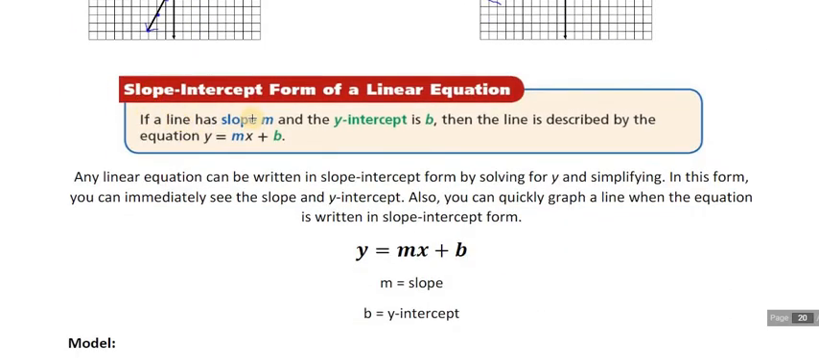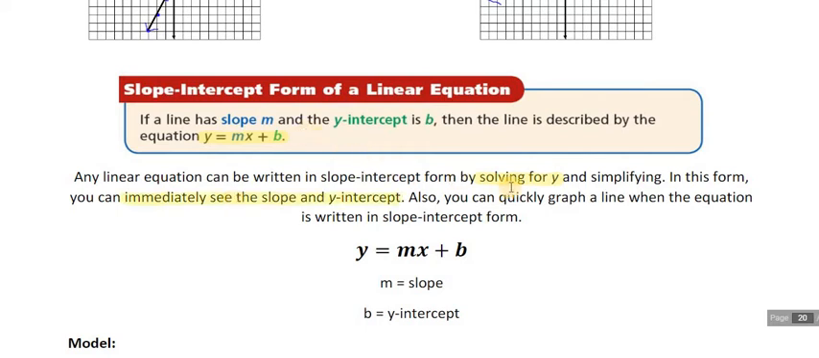So, if a line has slope of m and a y-intercept of b, the line is described by the equation y equals mx plus b. So this is going to be your best friend, slope-intercept form. Okay, so any linear equation, any one, can be written in slope-intercept form by solving for y, which means get y alone and simplifying. In this form, we can immediately see the slope and the y-intercept.